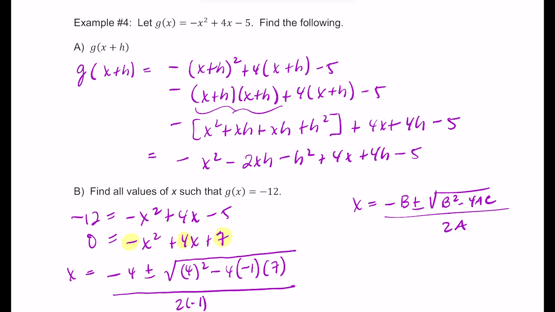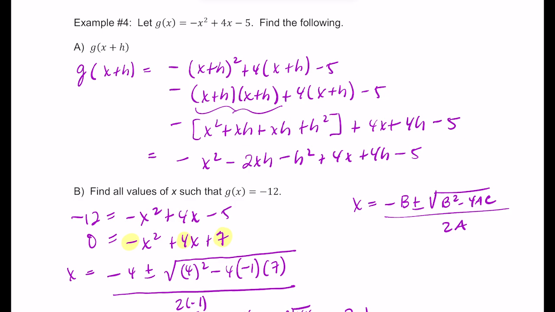And I end up with negative 4 plus or minus 4 squared is 16. Negative 4 times negative 1 is 4 times 7 is 28. So I basically have 16 plus 28, which gives me 44. So I have the square root of 44, and then all over negative 2. And then I'm going to divide this up. I would have negative 4 over negative 2 plus or minus the square root of 44 over negative 2. And I know negative 4 divided by negative 2 is 2. So I have 2 plus or minus.